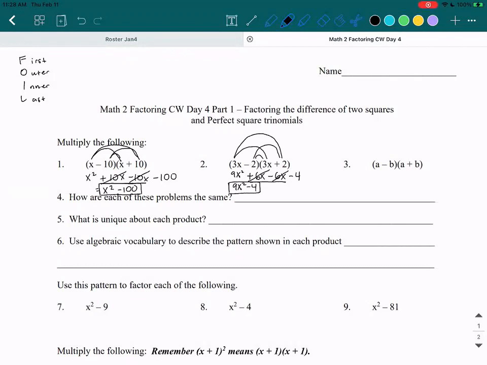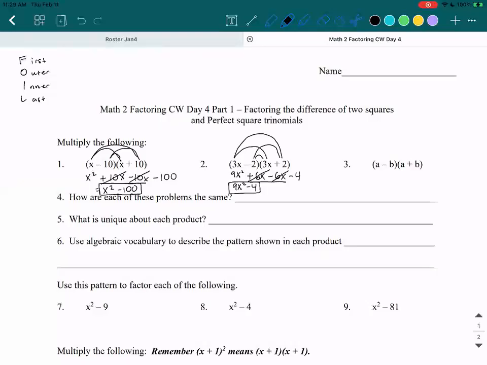I'm going to pause here to see if anyone needs more time to write. There we go. All right, number 3 then. Number 3 says a minus b multiplied by a plus b. Once again, we're going to FOIL it: first, outer, inner, last. Let's start with the F for first. A times a gives us a squared. O in FOIL stands for outer, so I'm going to do a times b. That gives me ab. Inner, we have negative b times a, so that would be minus ab.